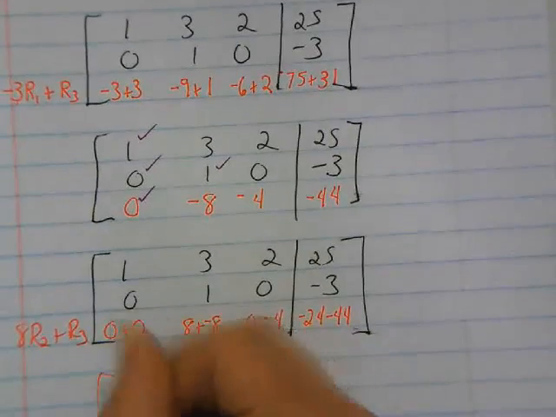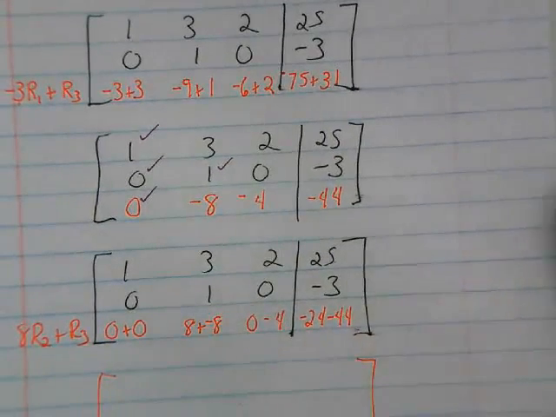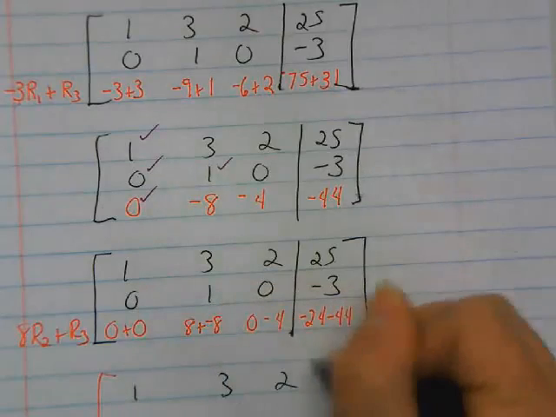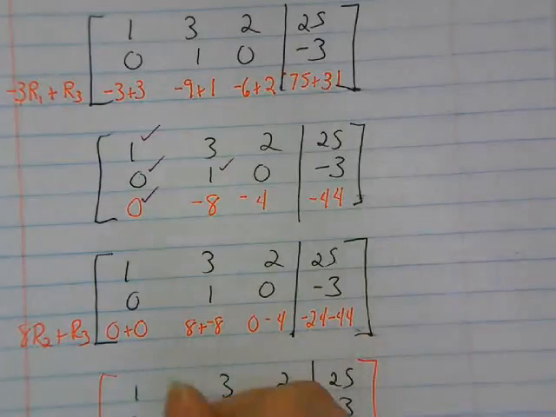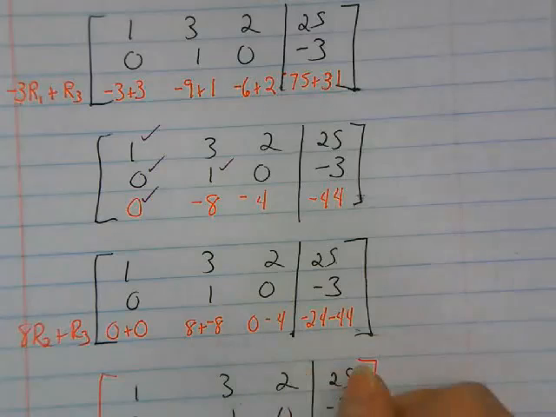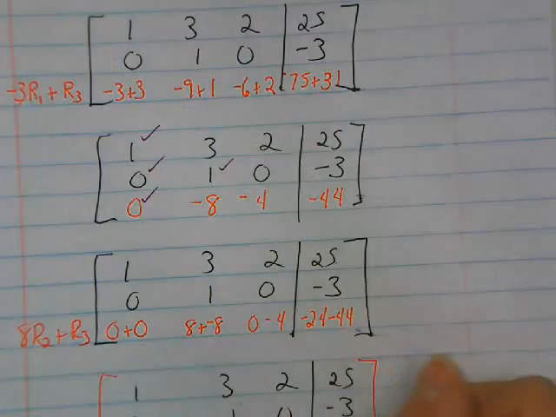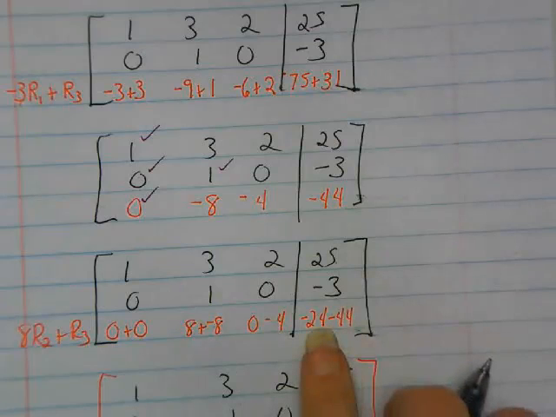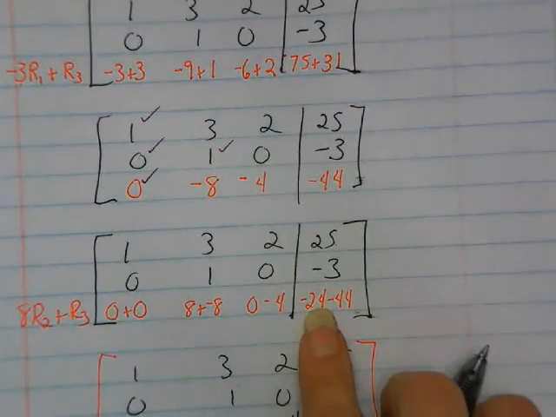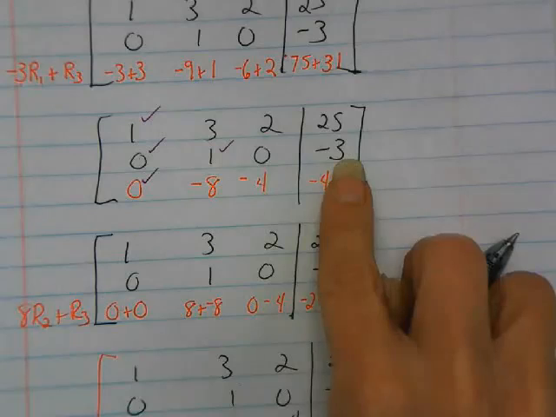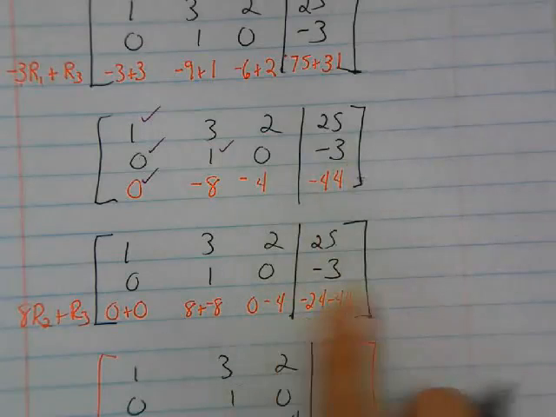Alright, let's see what that gains me. So I have 1, 3, 2, 25. 0, 1, 0, negative 3. 0, 0, negative 4. And hang on, where's that negative 24 coming from? So 8 times row 2, negative 24. Okay, so I've made a boo-boo.